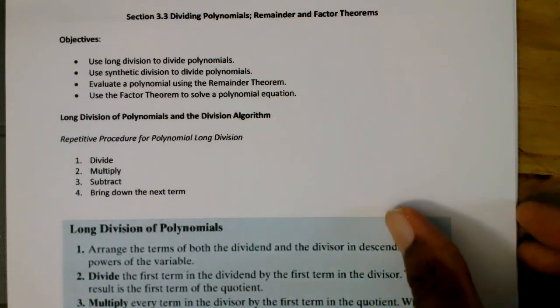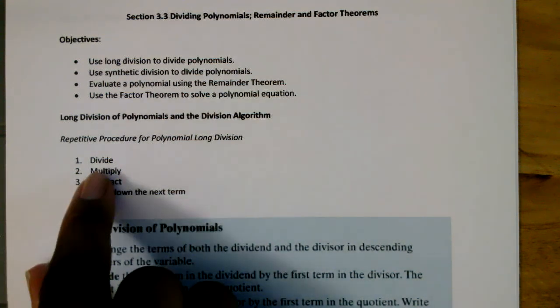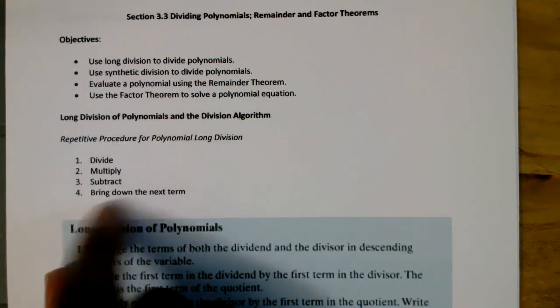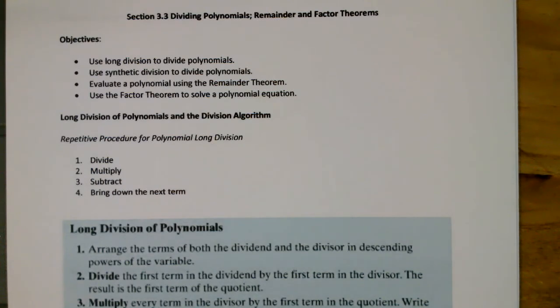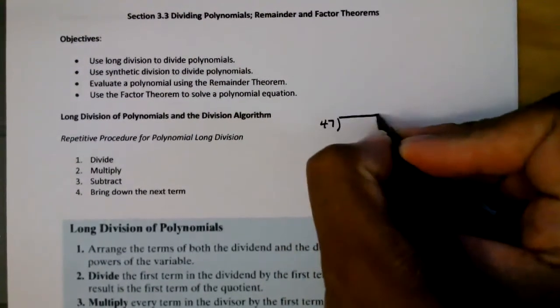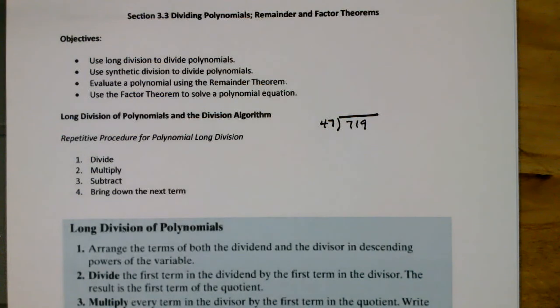All right, so the first thing we're going to talk about is how to use long division and the division algorithm. Now, long division has a repetitive procedure: number one, we divide and then multiply, then subtract, and then bring down the next term. Now, I'm going to bring up a simple division problem that you probably learned in math a long time ago in elementary school, like 719 divided by 47.